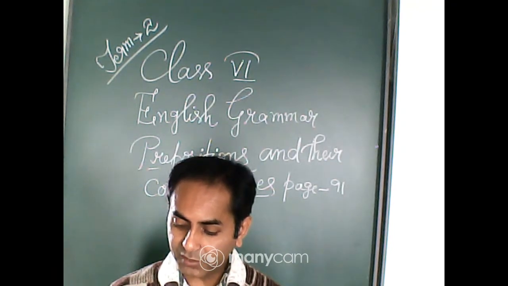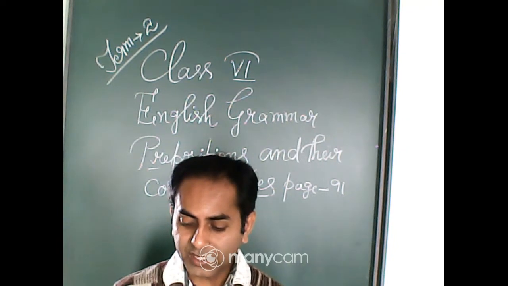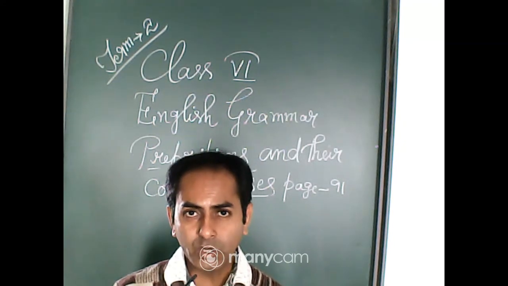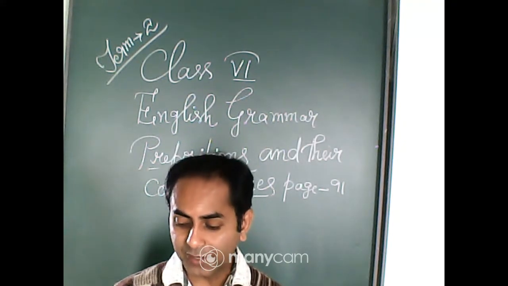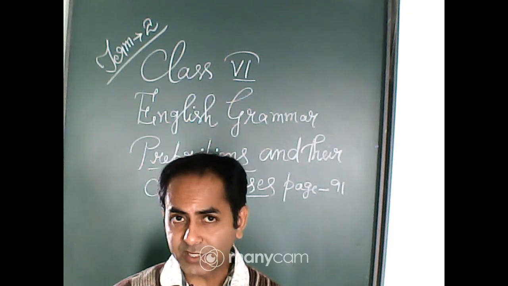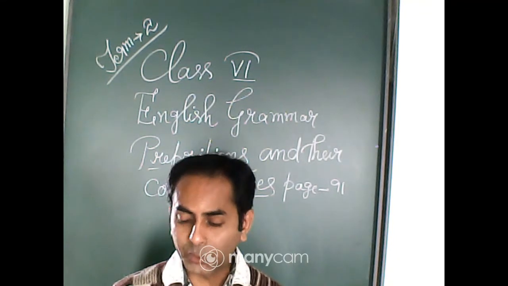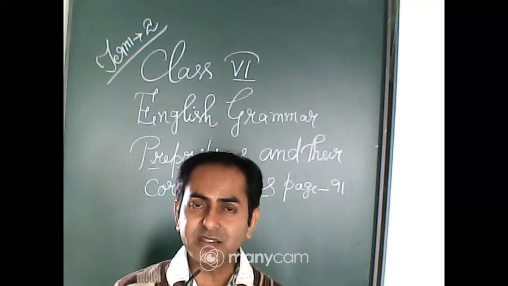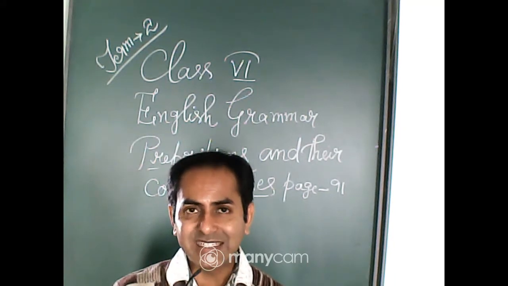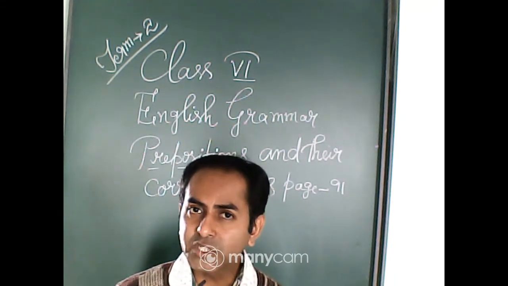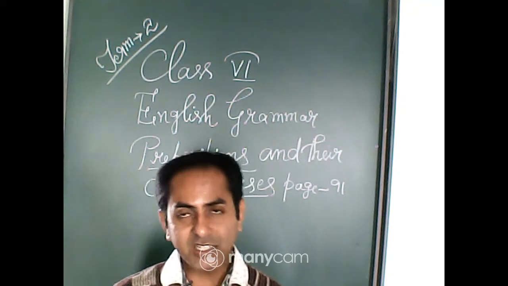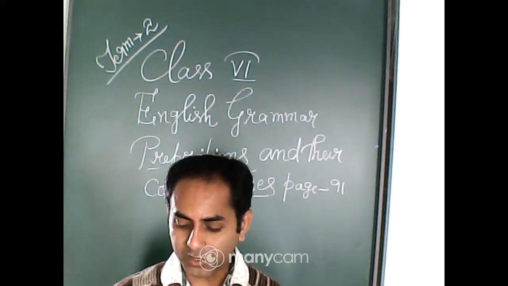Then he is happy with Rohit's performance. So here the relation between he and Rohit's performance has been established with the help of the word with. Just try to read the sentence without the preposition with. He is happy Rohit's performance. In that case, the sentence is becoming meaningless. So with the help of this preposition with, the sentence is becoming a correct one, a meaningful one, and the relation between he and Rohit's performance is established or is shown.